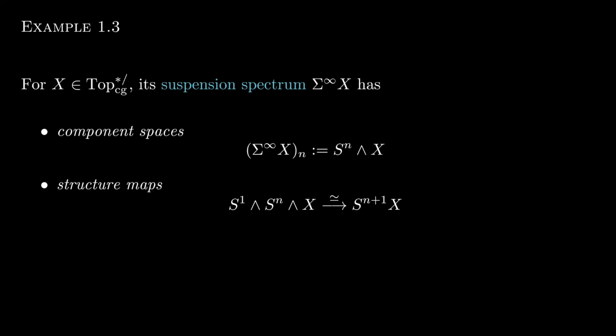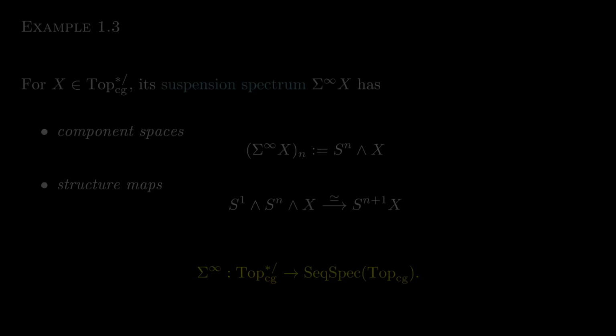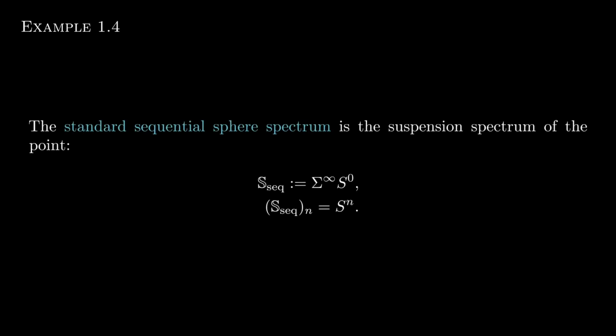a quote-unquote infinite suspension functor, from the category of compactly generated pointed topological spaces to the category of sequential spectra on compactly generated topological spaces. Similarly, we could define an infinite loop space functor. Of course, we could start with the single point, and we'd simply obtain all spheres, the standard sequential sphere spectrum, whose nth component space is the standard n-sphere.